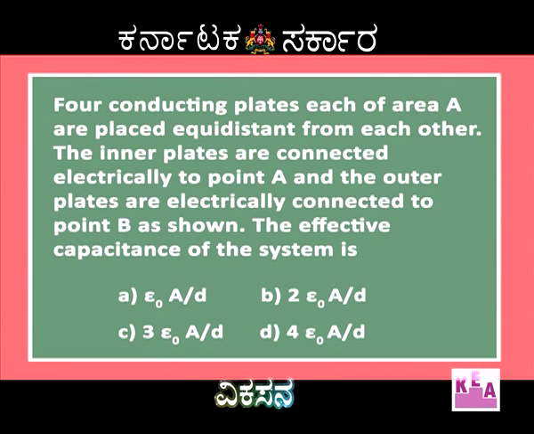Option A, epsilon 0 A divided by D. Option B, 2 epsilon 0 A divided by D. Option C, 3 epsilon 0 A divided by D. Option D, 4 epsilon 0 A divided by D.